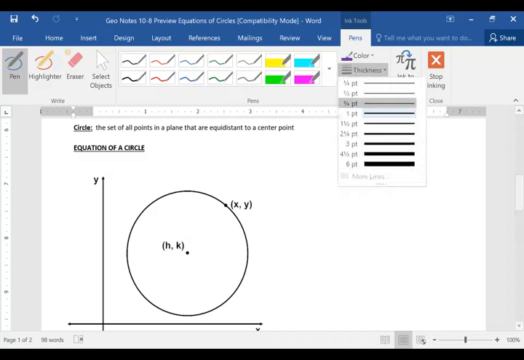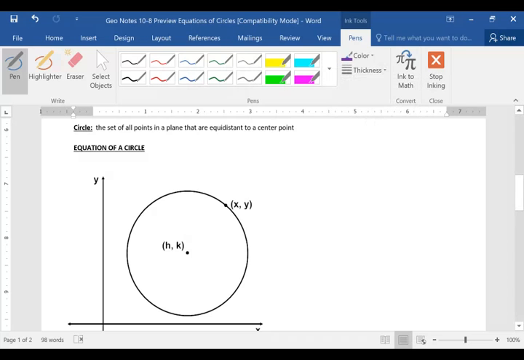And let's go ahead and just look at the definition of a circle. A circle is a set of all points in a plane that are equidistant to a center point. Now, the center point we will always call h, k. So equation of a circle. First of all, center point is going to be h, k. And the distance between that center point and any point on the circle is the radius. So the radius, we'll just call it r.